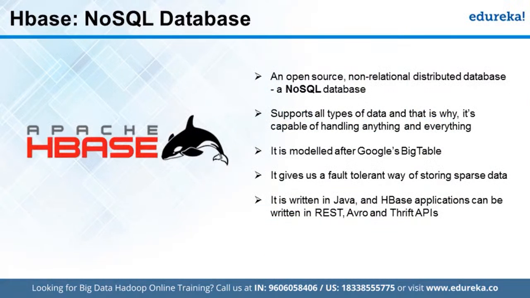HBase. HBase is a NoSQL database and the first of its own kind, part of the Apache suite, an open source non-relational distributed database, supports all types of data, and that is why it is capable of handling anything and everything. It is modeled after Google's Bigtable. It gives us a fault-tolerant way of storing sparse data.